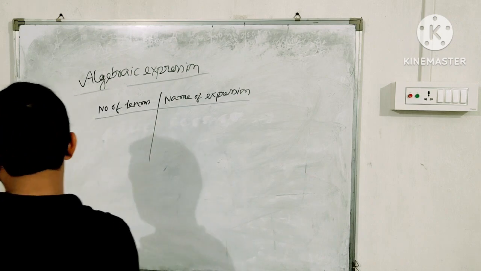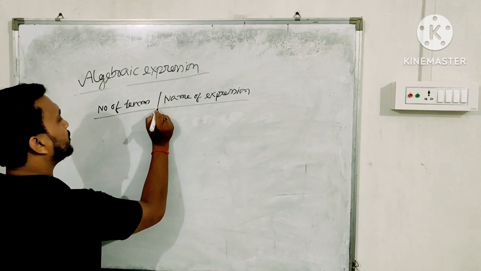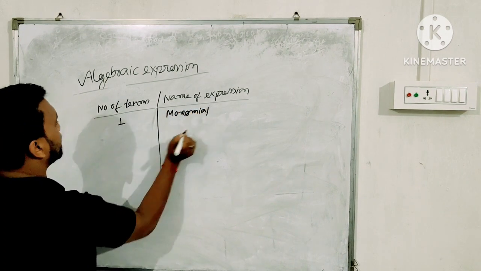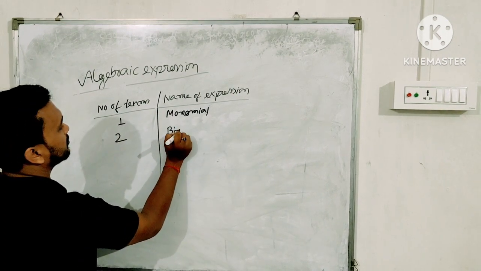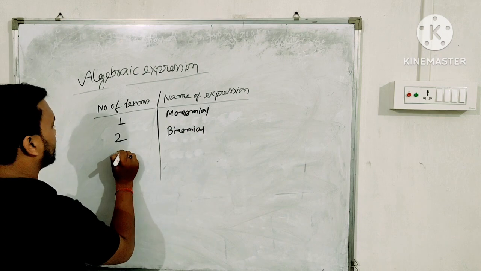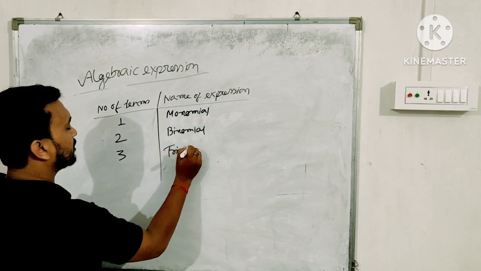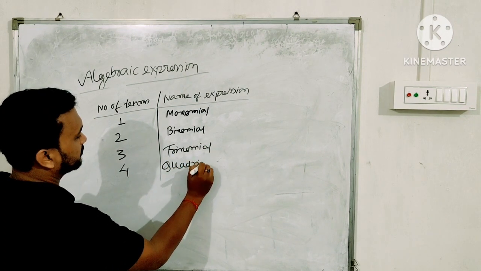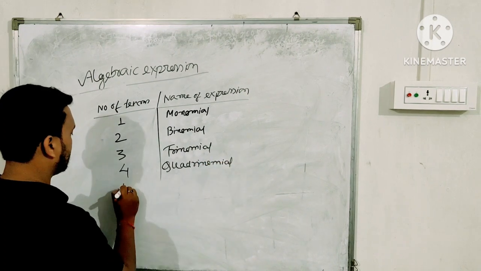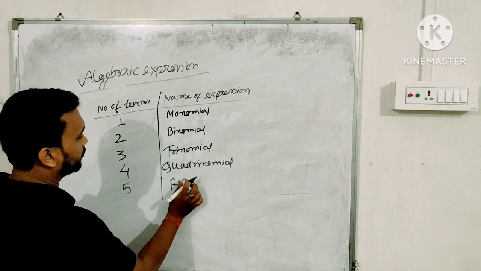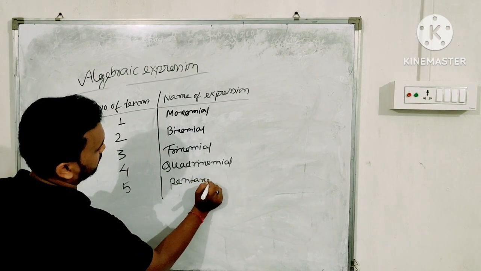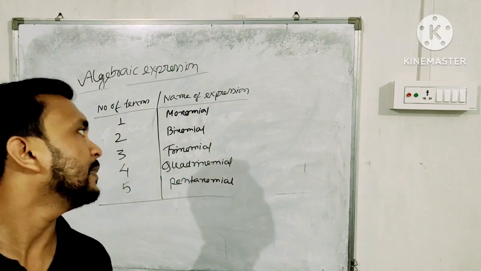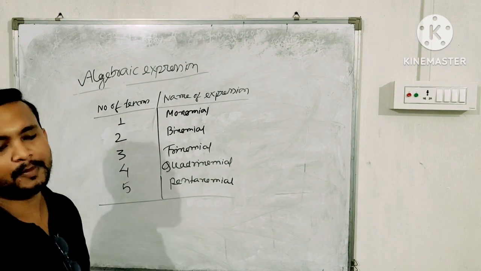If the number of terms is 1, that will be monomial. If the number of terms is 2, it is binomial. If the number of terms is 3, it is trinomial. If it is 4, it is known as quadrinomial. If the number of terms is 5, it is known as pentanomial. And this way you can proceed: penta, hexa, hepta. You don't need to remember all of them. So simply check how many terms are there.